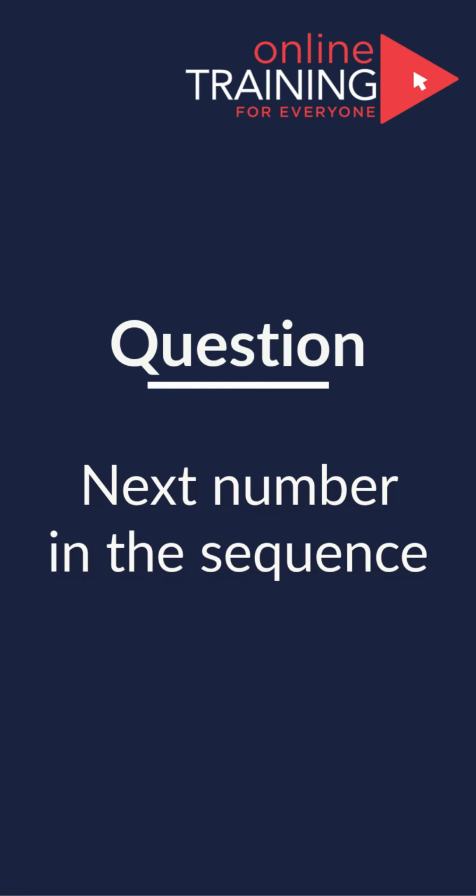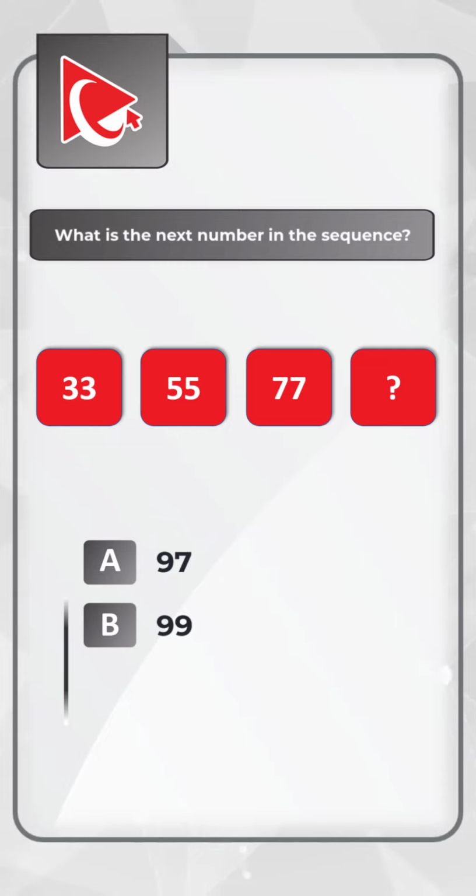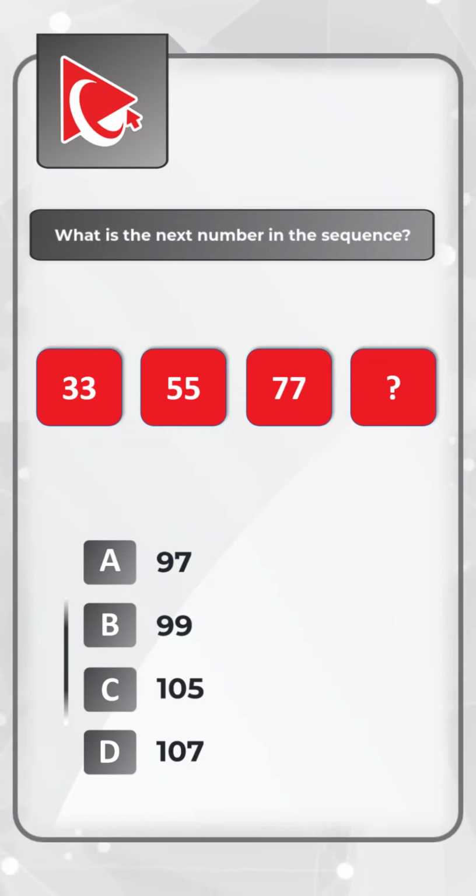Would you like to try your own skills now to see how well you can solve the challenge? This is your opportunity to find the next number in the sequence. You're presented with 3 different numbers, 33, 55, 77, and one number is missing. You have 4 different choices to select the solution. Choice A, 97, choice B, 99, choice C, 105, and choice D, 107.